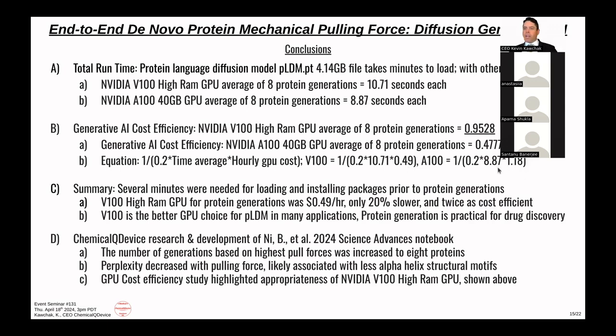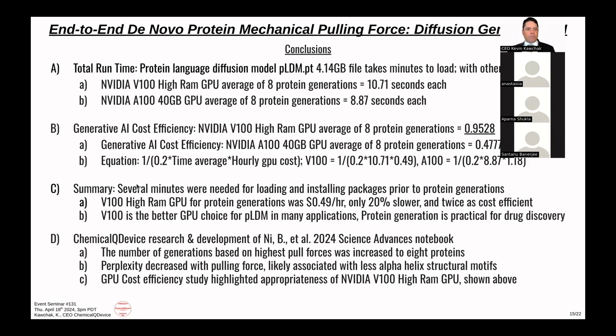Where with the A100, you're getting a little faster, meaning that's lower, which is good. You want the denominator to be low. But the main hit is it's over twice as expensive, for only 20% faster protein generations. And again, that's not even counting all the other time loading. But if you get up and running, then you don't have to keep loading. It's just every time you disconnect and then hop back on.